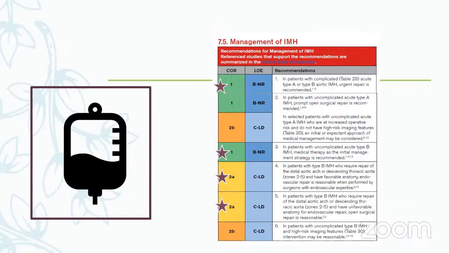And in patients with acute type B intramural hematoma who require repair, however, the anatomy is unfavorable for endovascular repair, so open surgical repair is a class 2A.